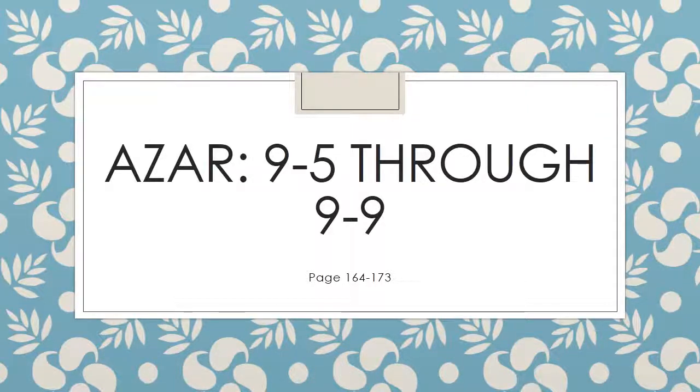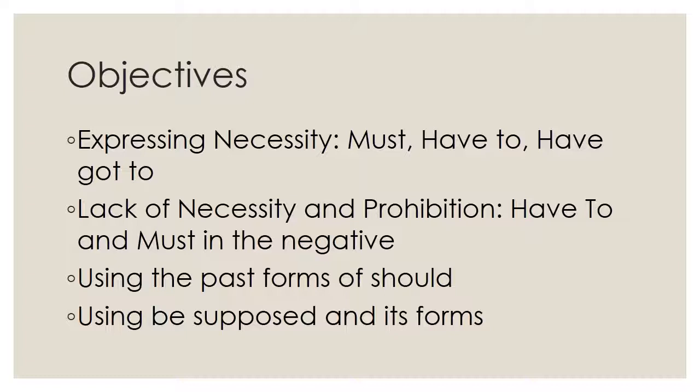All right, this is going to correspond to your Azar activity exercises 9.5 through 9.9. These are pages 164 through 173. What we'll be learning today: we'll be expressing necessity using must, have to, have got to. We will be doing lack of necessity and prohibition using have to and must in the negative. We will be using the past forms of should, and finally we'll be using be supposed to and its forms.